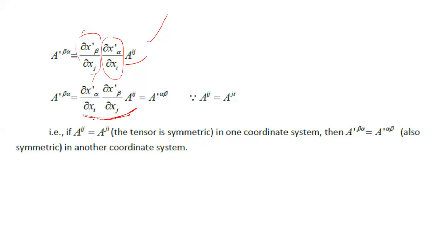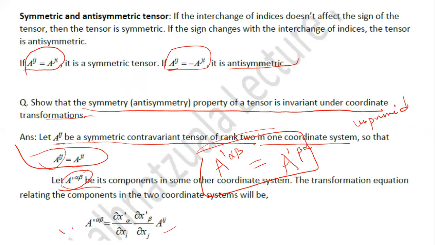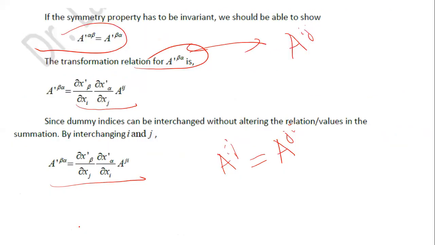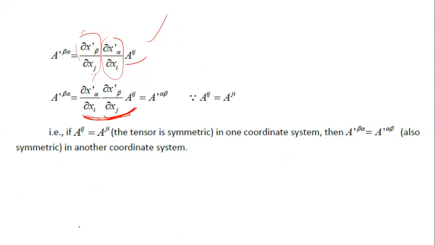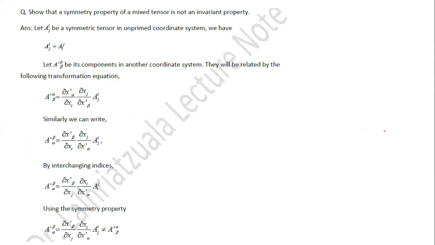So if you look at this, this expression is the same as your A prime alpha beta expression. This expression is the same as the A prime beta alpha expression. So therefore, this quantity is A prime alpha beta. That means if you are having this property in one coordinate system, that property is maintained in another coordinate system, the prime system. A prime beta alpha is equal to A prime alpha beta. Okay, so that is simple.